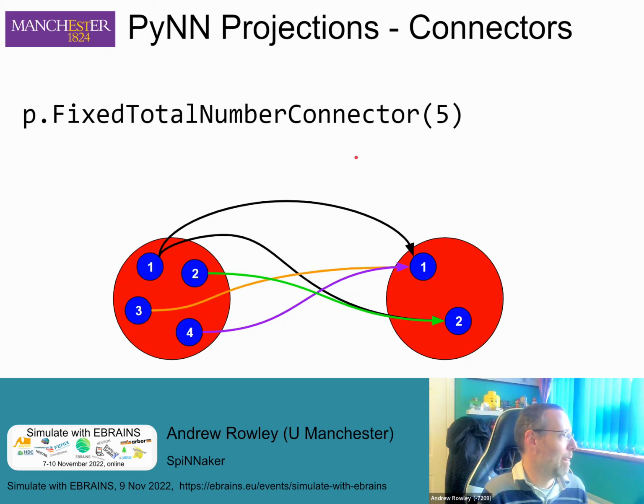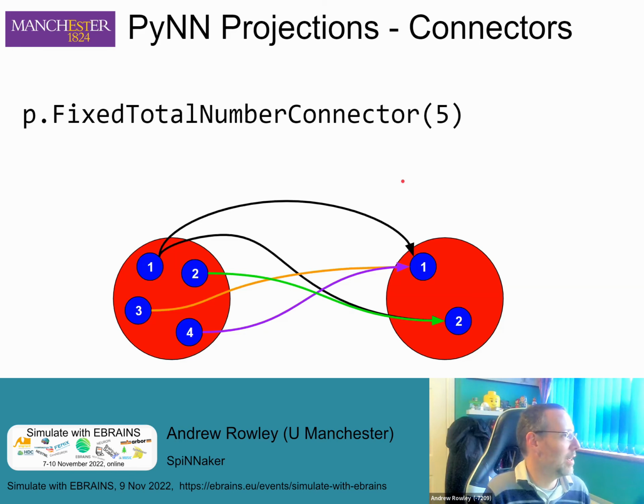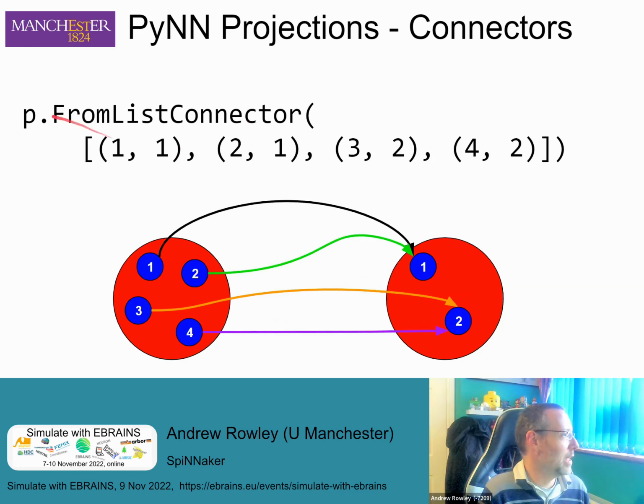Simple as. A fixed total number connector is a random choice of which neurons connect, but there's a fixed number of them in total. So here we've got 5 because we've said there's 5. And so that's exactly how many we've ended up with. If we have a bigger number, it will connect more of them, but they are random. It can connect the same pair twice as well. So you can end up with multapses. Now, if you're using random weights, for example, you could end up adding more weight into that single connection. That is quite useful. And then finally, we also have this from list connector, and this is a very detailed connectivity.